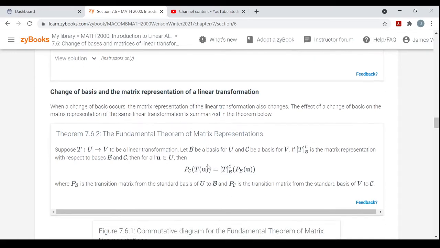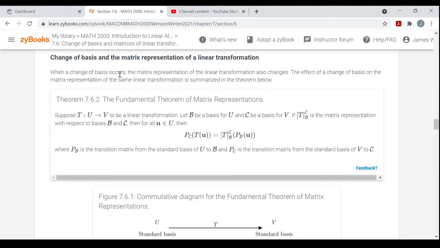So now the final part of this, and it's been pretty long, this is pretty heavy here. Change of basis and the matrix representation of a linear transformation. So when a change of basis occurs, the matrix representation of the linear transformation also changes, right? Because if basis B and basis C all of a sudden become different bases, well then this would be a totally different matrix. The effect of a change of basis on the matrix representation of the same linear transformation is summarized using the theorem below.